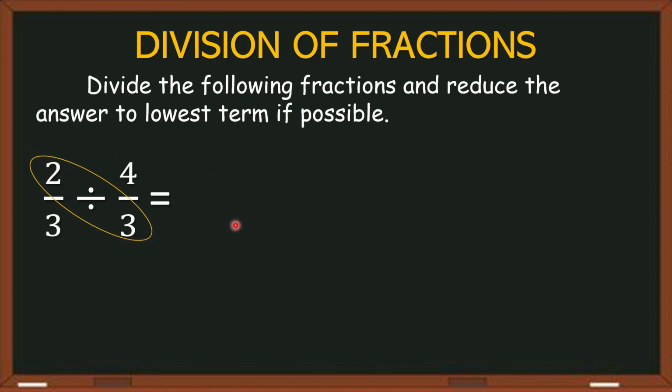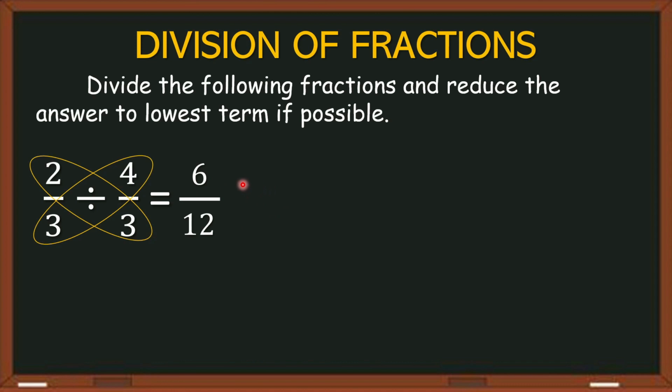So 2 times 3 is equal to 6 over. And then itong ilalim ng una, multiply sa itaas ng pangalawa. So 3 times 4, ang sagot ay 12. Dito natin ilalagay sa denominator. So ang nakuha nating sagot using cross multiplication ay 6 over 12.